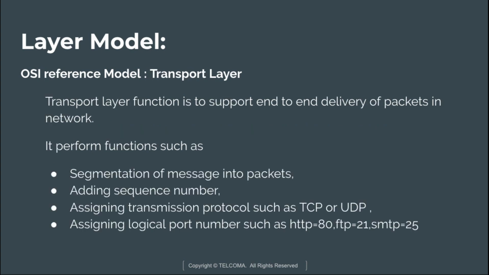The transport layer's function is to support end-to-end delivery of packets in the network. It performs functions such as segmentation of messages into packets, adding sequence numbers, assigning transmission protocols such as TCP or UDP, and assigning logical port numbers, such as HTTP having port number 80, FTP having port number 21, and SMTP having port number 25. So if it is the HTTP protocol for opening a web page, then it will represent a logical port number of 80.